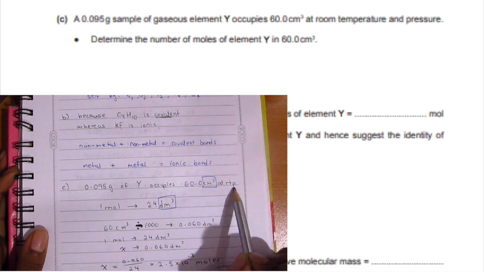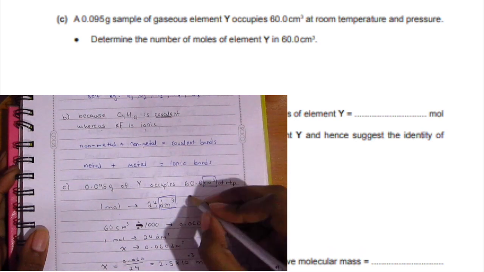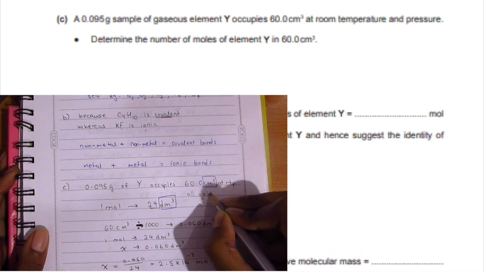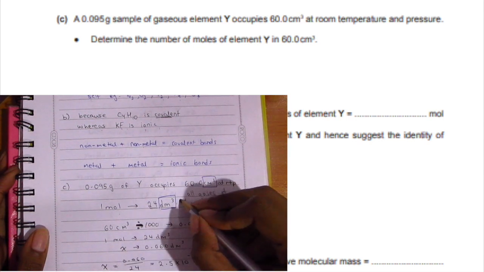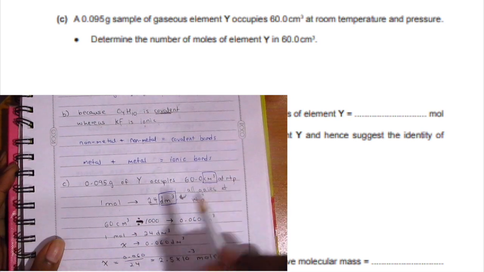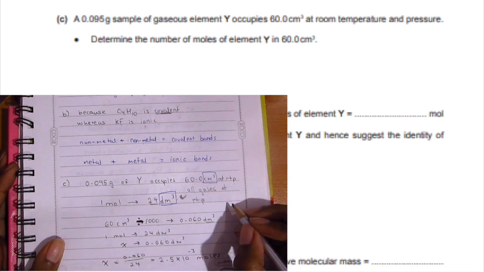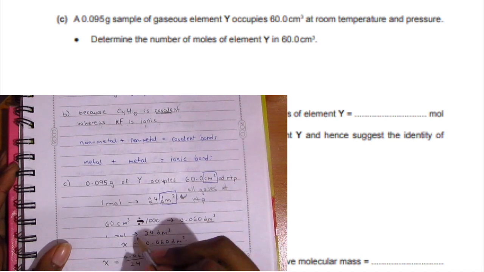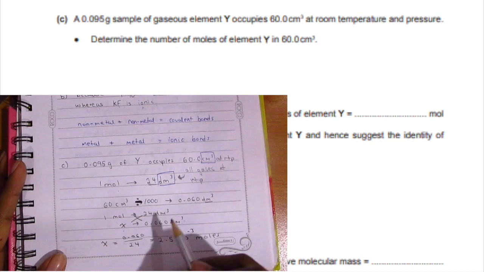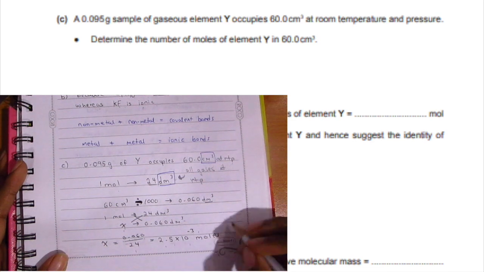A 0.095 gram sample of gaseous element Y occupies 60 centimeters cubed at room temperature and pressure. Determine the number of moles of element Y in that sample. So 1 mole of any gas at room temperature and pressure takes up a space of 24 decimeters cubed. So we're going to change that 60 centimeters cubed into decimeters cubed first, so you're going to divide by 1,000. So 1 mole gives you 24, X will give you 0.06 decimeters cubed. You're going to cross multiply and X will give you your answer. And that's the number of moles of element Y, which is 2.5 times 10 to the power of negative 3 moles.